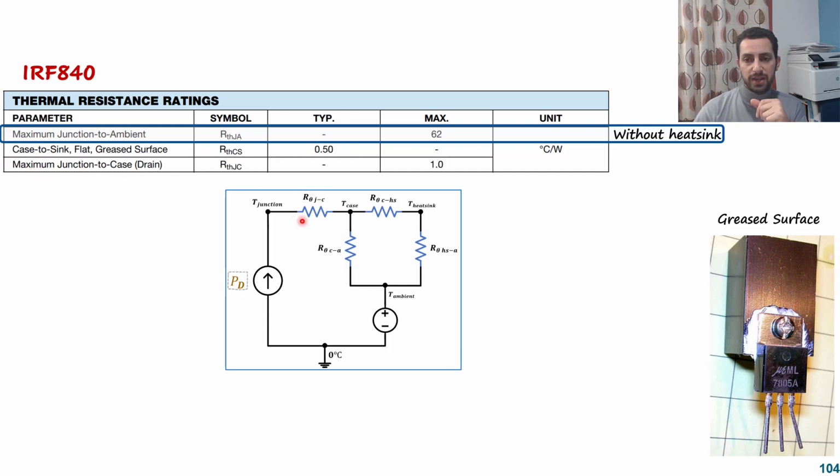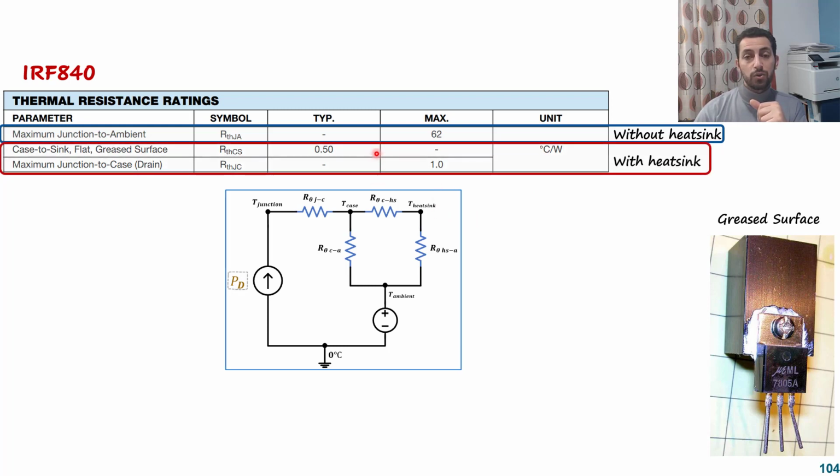Maximum junction to case. Now we have junction to case. This one is considered alone if you are considering a heat sink later on, and that one is 1 Celsius per watt. So the other two here are considered if I want to use the heat sink. But the first one, no, it just goes to the ambient directly. What about the heat sink? The heat sink thermal resistance is taken from the data sheet of the heatsink itself. So we don't actually get it from the data sheet of the MOSFET.